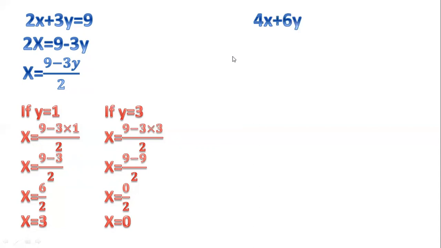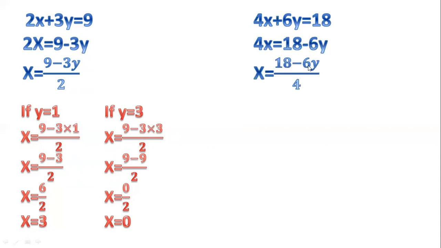Go for the next equation. 4x plus 6y is equal to 18. 4x is equal to 18 minus 6y. x is equal to (18 minus 6y) divided by 4.